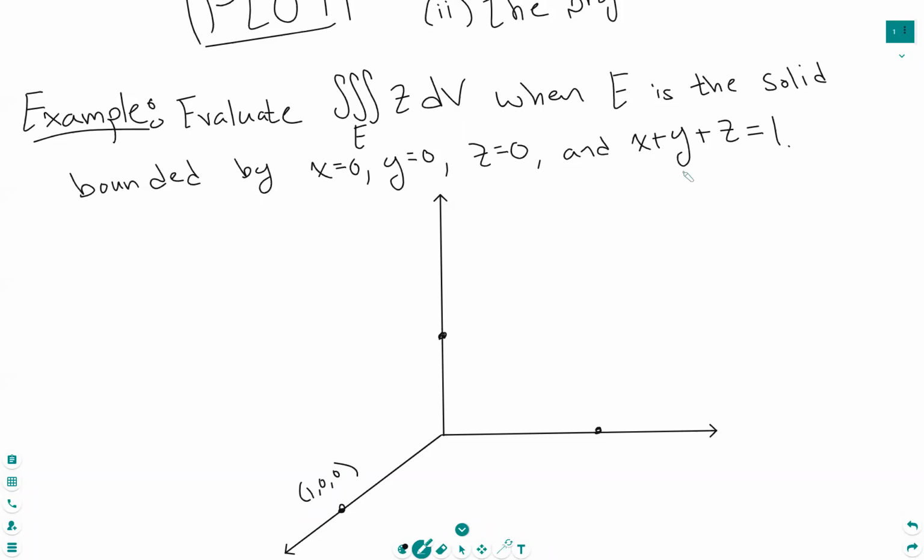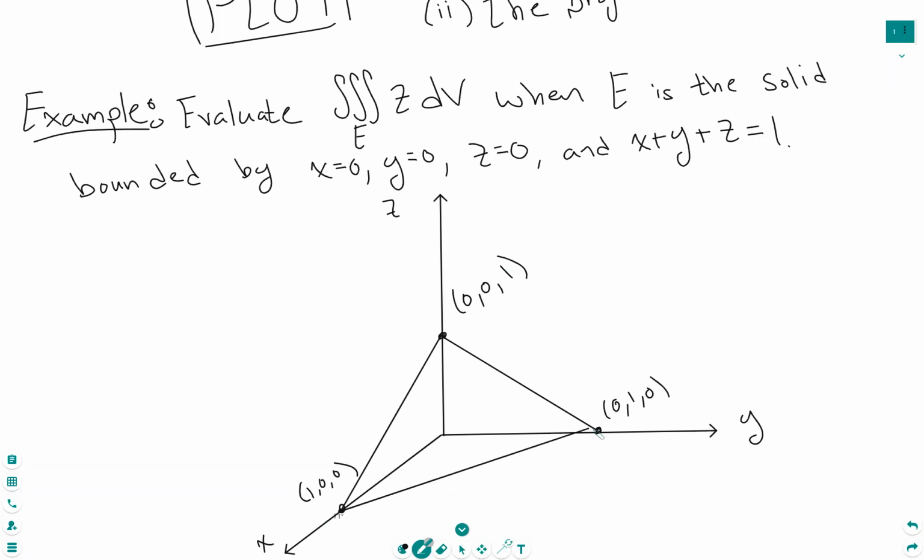And again, if I plug in 0 for 2 of these and keep the other one to solve for, it's always going to be 1. So if this is y, z, and x, here I have (0, 1, 0). And then here is (0, 0, 1). And that's enough for me to sketch out this plane. I know that if I at least connect these dots, this will create the plane. So we're looking at this.